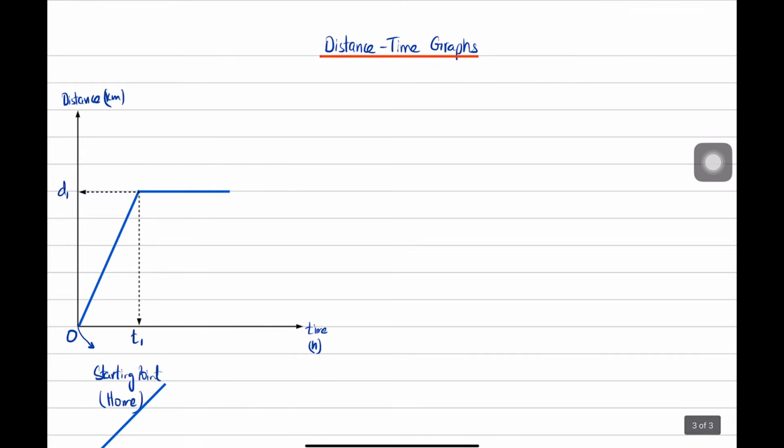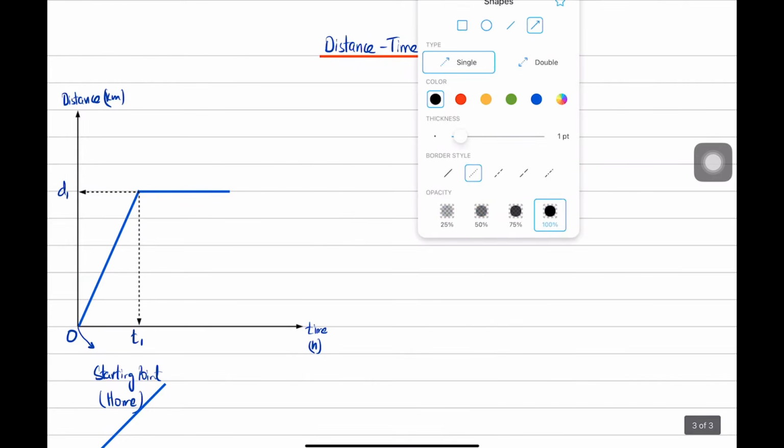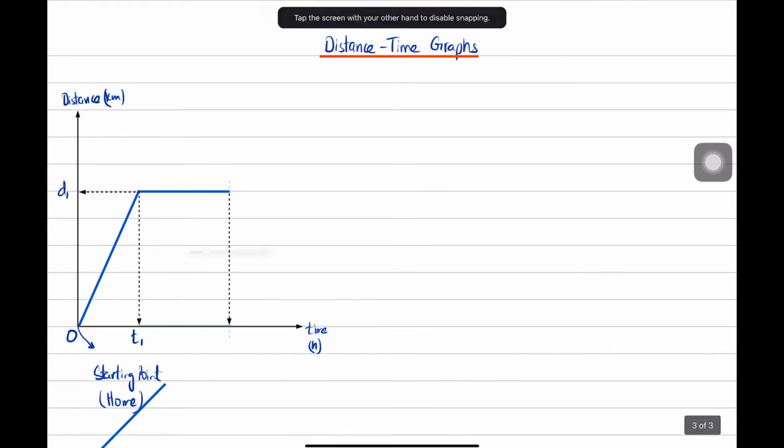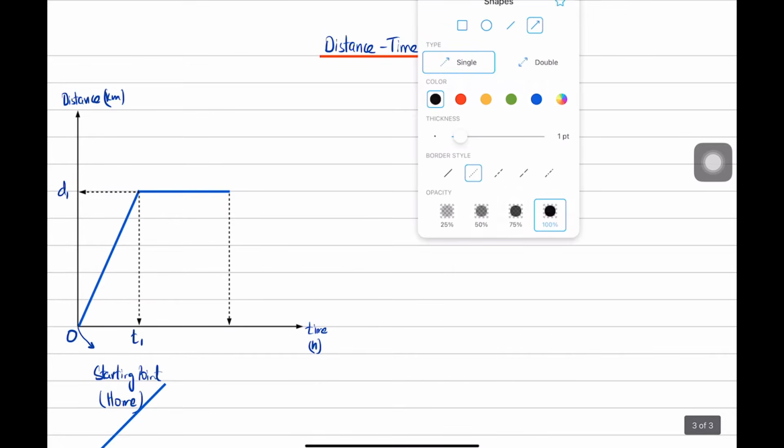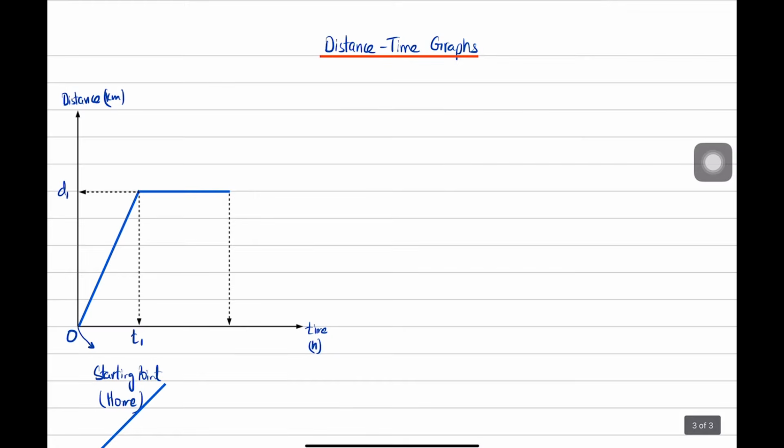Now let's say this is the point where the movie ends, you're leaving the cinema, and you decide to come back home. If you're coming back home, what will happen to the distance from the starting point? It will decrease. And there will come a point when you're back home, and your graph will be touching the x-axis, which means the distance is 0. That means you're back at the starting point.